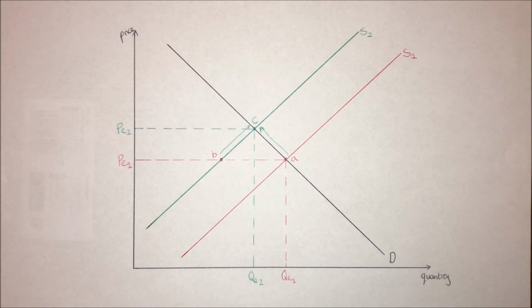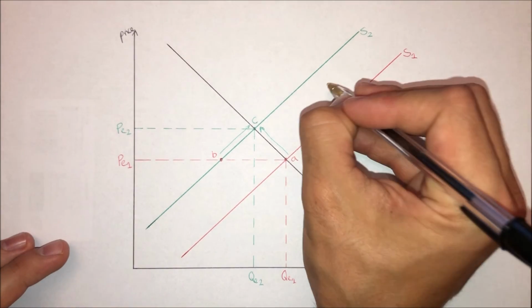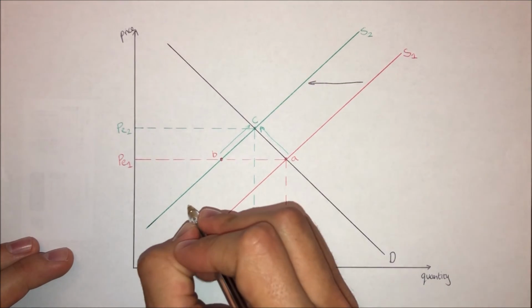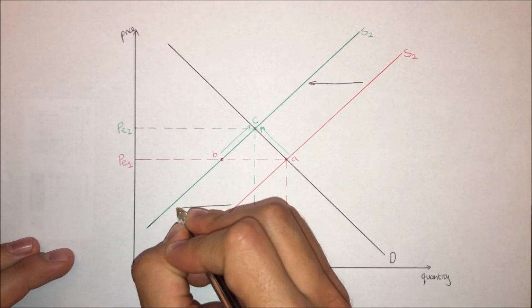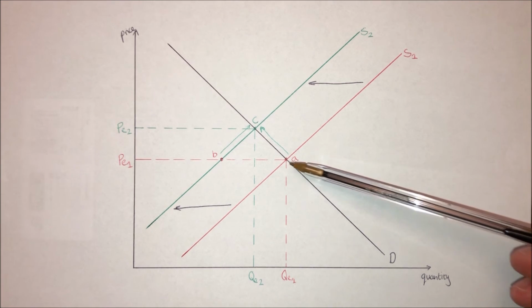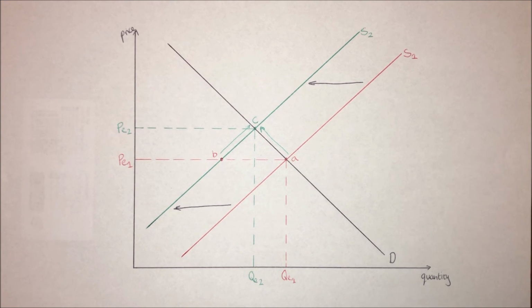Therefore, the overall effect of the decrease in supply, the leftward shift in supply, has been a movement along the demand curve from equilibrium point A to equilibrium point C.